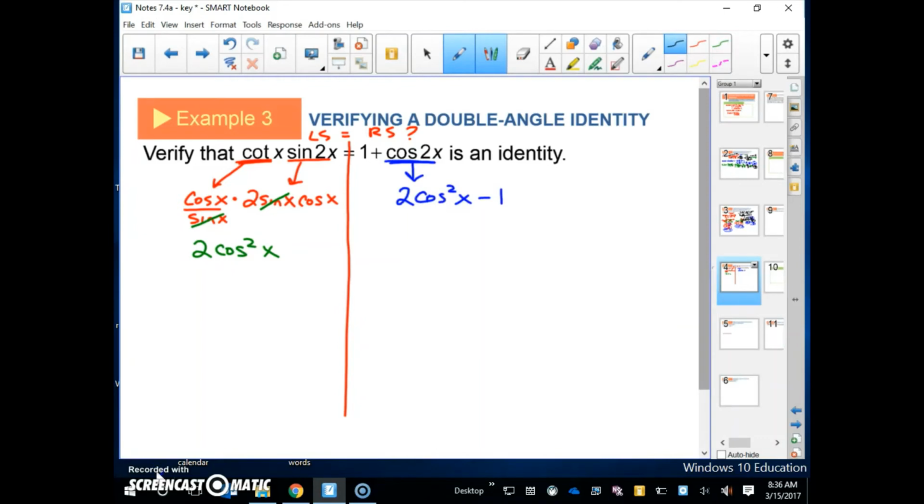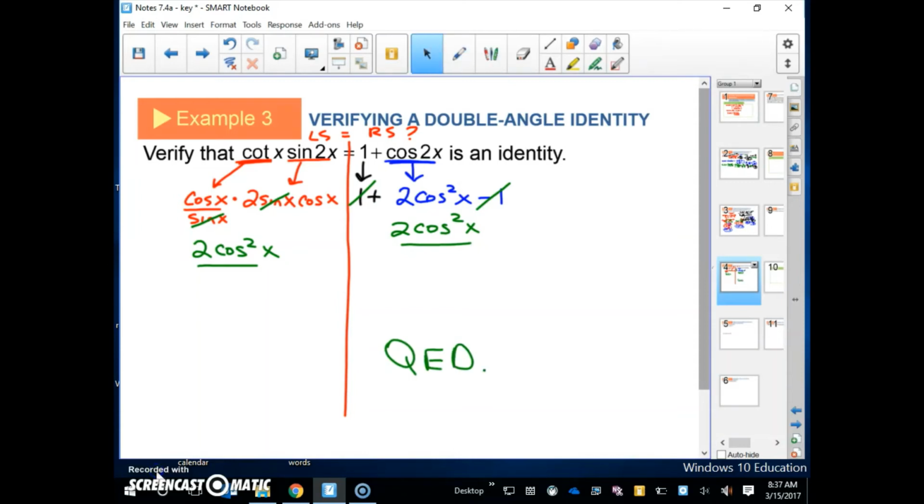Okay? I'm just going to bring down this 1. We have 1 plus 2 cosine squared x minus 1. I just use that identity on the other side. But notice what happens here. The 1's are going to knock themselves out. 1 minus 1 is 0. And so we are just left with that 2 cosine squared x. And that's exactly what we wanted. I can see that the left side equals the right side now. And so I'm finished. I did exactly what I needed to do. I verified the identity.